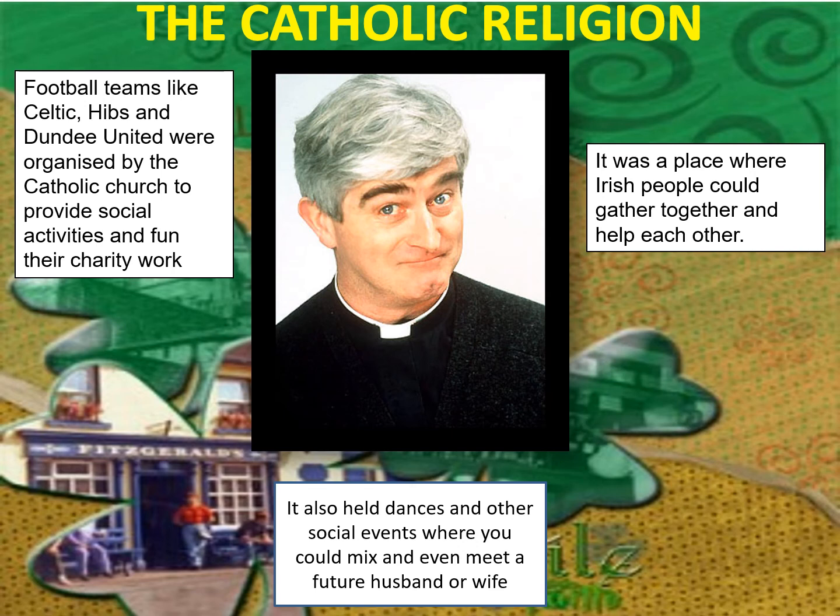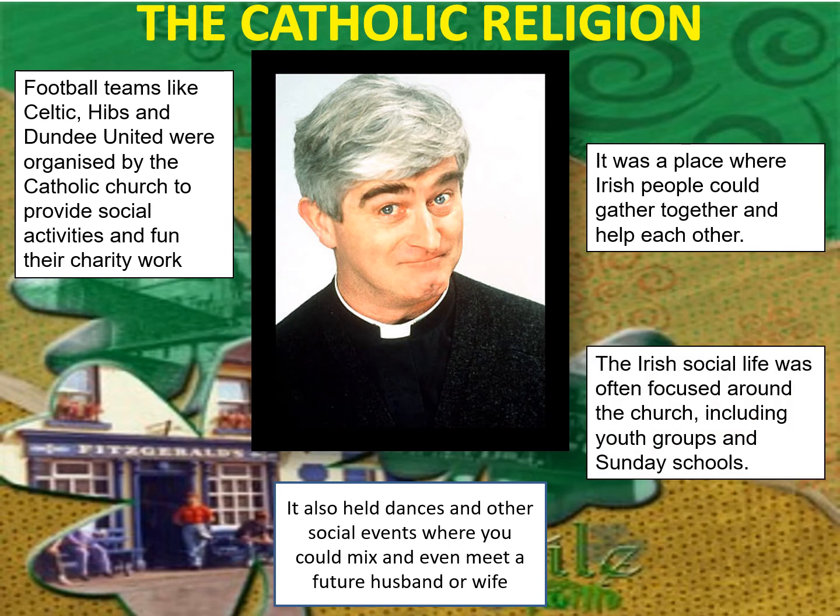Football teams were started up as a result of the need for the Catholic Church to provide social activities and also to fund their charity work. So Catholic teams that were set up were things like Celtic, Hibs and Dundee United, for example, whereas the Protestants did the same thing, and they set up teams like Rangers, Hearts and Dundee. The rivalry between those groups today is still seen now because of this initial rivalry between the Protestants and the Catholics, but we'll come back to that briefly.